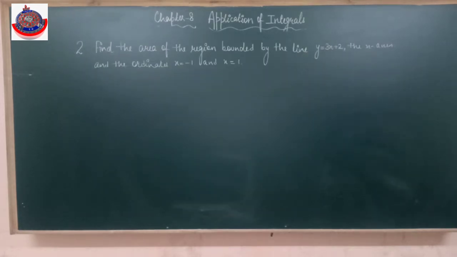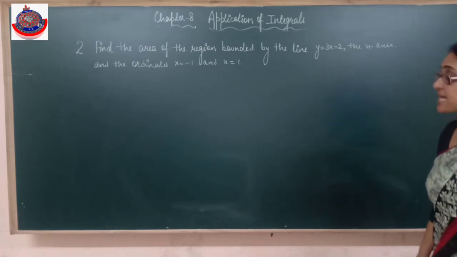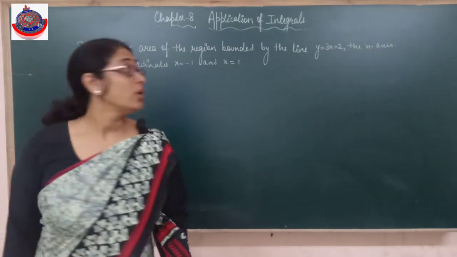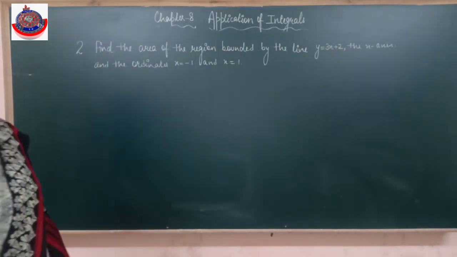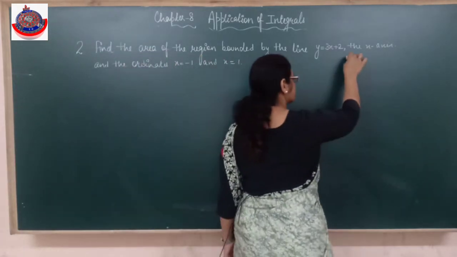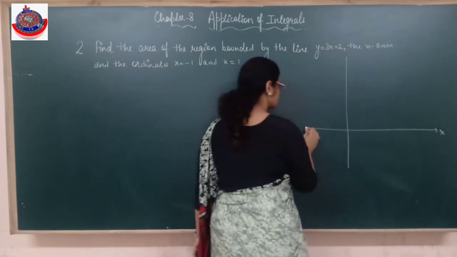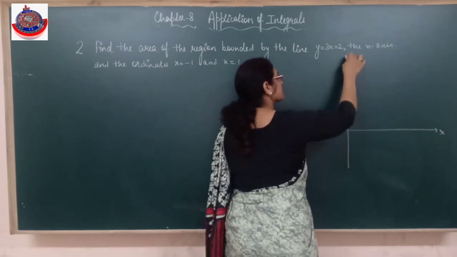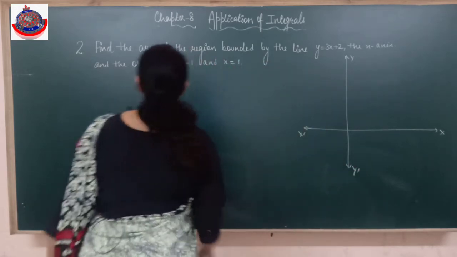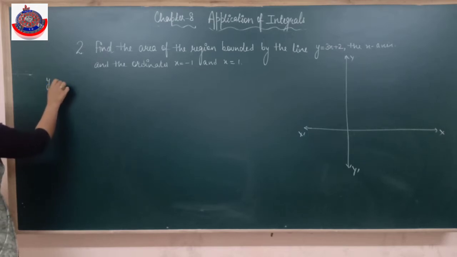Find the area of the region bounded by the line y is equals to 3x plus 2, the x-axis and the ordinates x is equals to minus 1 and x is equals to 1. So first of all, I need to plot this. I have only the line. The line is y is equals to 3x plus 2.